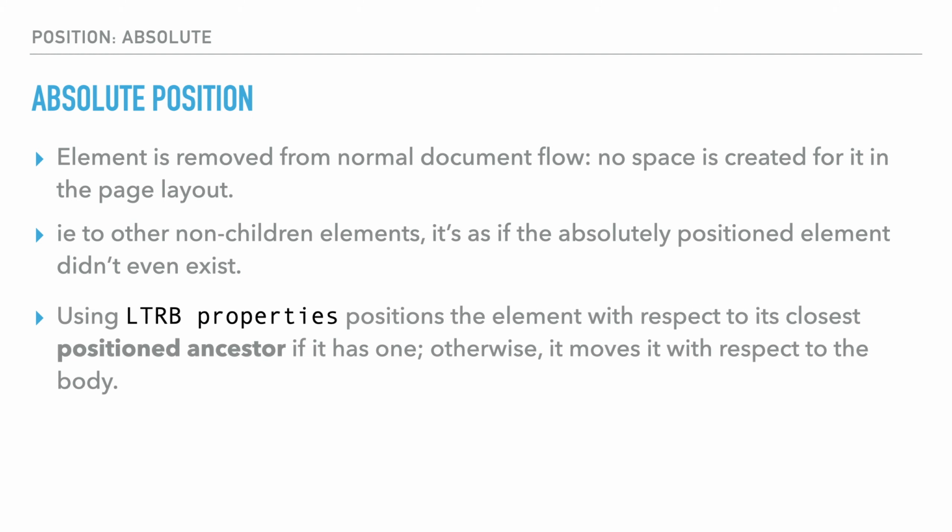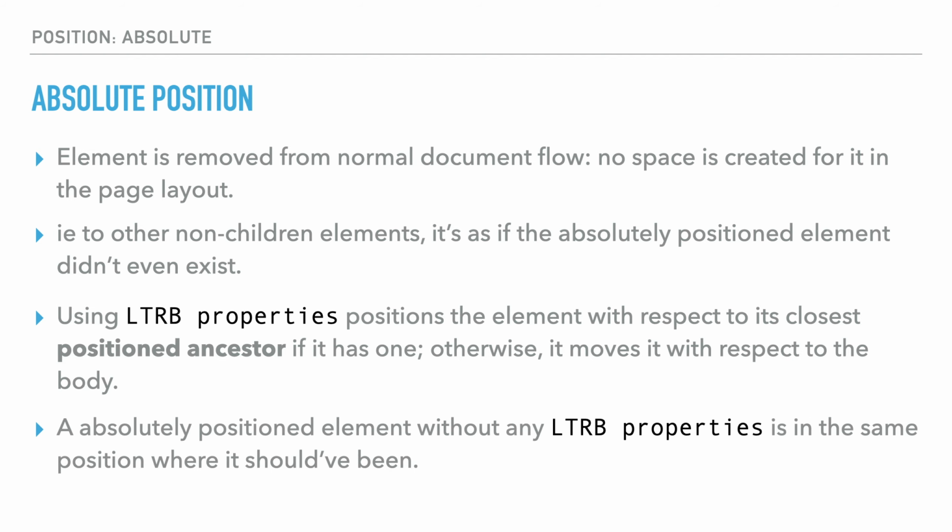So how is it positioned? Using the left, top, right, bottom properties on an absolutely positioned element offsets it not with respect to where it should have been, but with respect to its closest positioned ancestor. Remember earlier when I made a distinction between a positioned element and a non-positioned element? The absolutely positioned element will look for its closest ancestor whose type is either relative, absolute, fixed, or sticky, and it will position itself with respect to that element. If it doesn't have any positioned ancestors, then it will position itself with respect to the body.